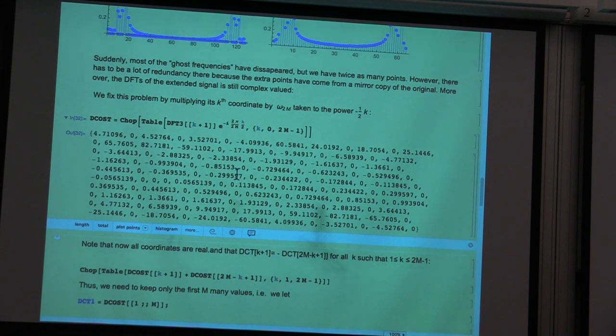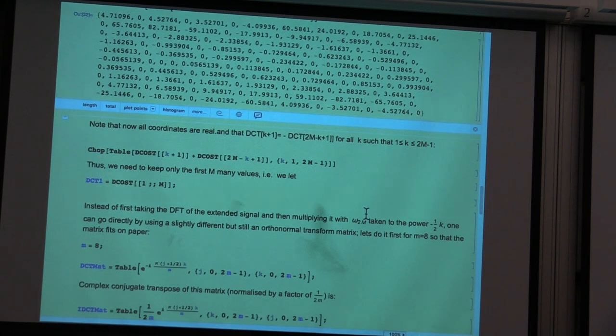And this is why we use it in JPEG. First, it doesn't introduce too many artifacts. Secondly, if it was complex, you would have to encode both real and imaginary parts. Here, everything reduces just to the real part. And the sequence doesn't have to be encoded with length 2m because it is anti-symmetric.